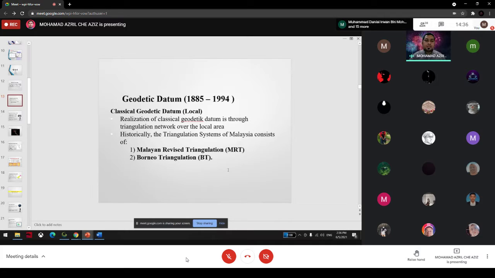Historically, the triangulation system of Malaysia consists of two. In Peninsular Malaysia, you will focus on the Malayan Revised Triangulation (MRT), and Sabah and Sarawak are covered by the Borneo Triangulation.